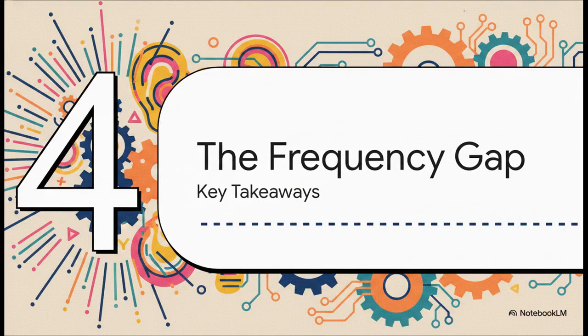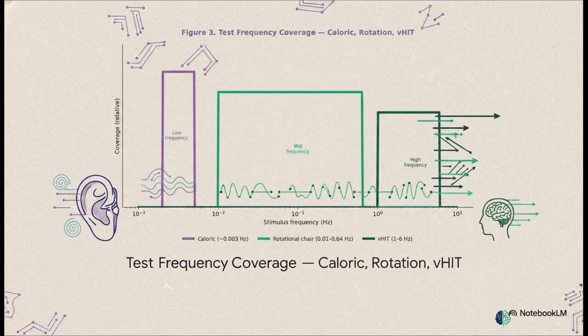Section 4. The frequency gap and key takeaways. Take a close look at this test coverage chart because it contains a massive clinical pearl. The vHIT only reads a high-frequency band of 1 to 6 Hz. That is incredibly fast head movement. So why does this matter to us? Because a perfectly normal vHIT absolutely does not exclude peripheral pathology. A patient could very easily have a low-frequency deficit that the vHIT simply cannot pick up.